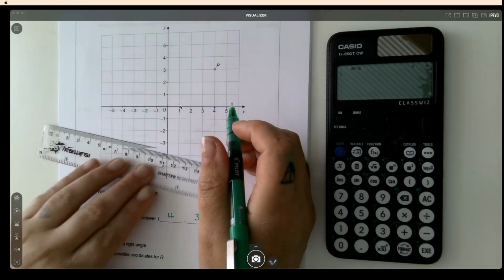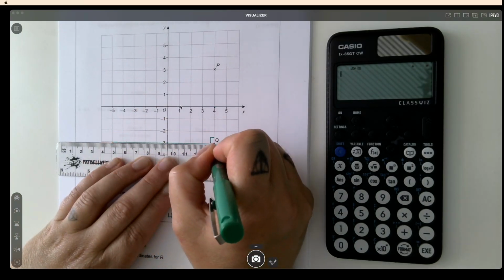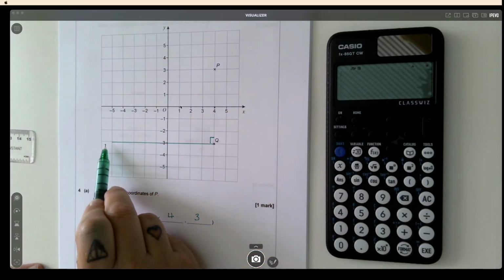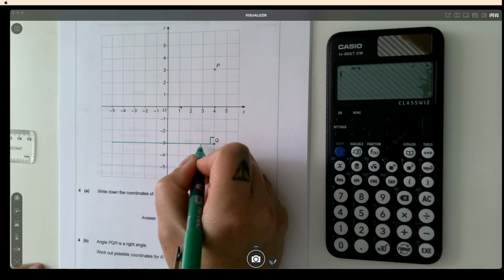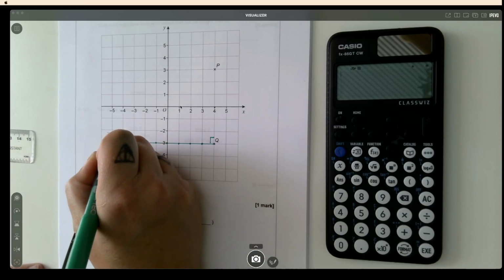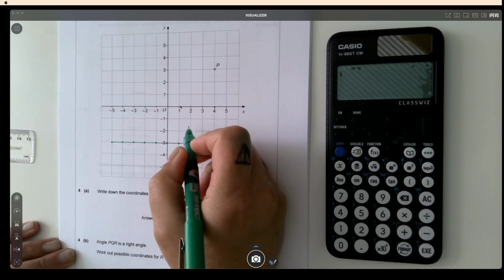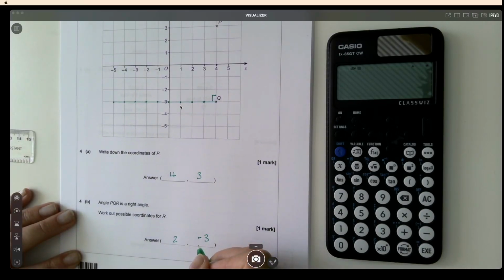So if we were to add a line here, it doesn't ask us to, but if we were to add a line, R could be any point on this line because they're all at a right angle here for angle PQR. So we can pick any of these points to read off the coordinate and we're going to get this mark. So let's just go with this point here. So X first is 2 and then the Y is minus 3. So 2, minus 3 for our coordinate there.